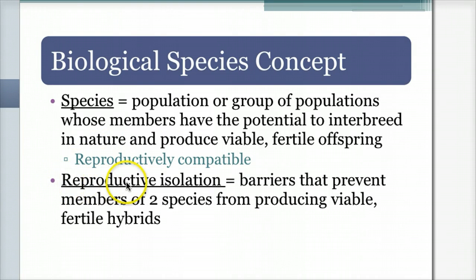The term reproductive isolation means barriers that prevent members of 2 species from producing viable fertile hybrids. So think about isolation as a barrier, the thing that's getting in the way of having 2 members of the same species reproduce.